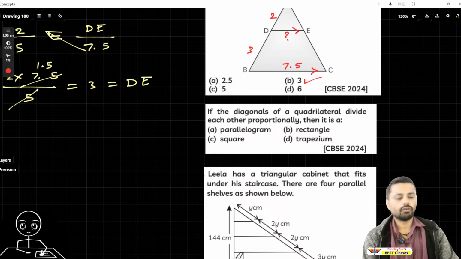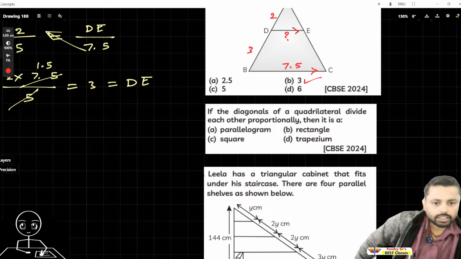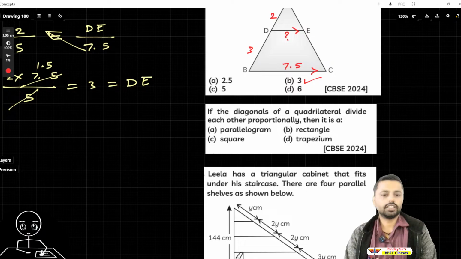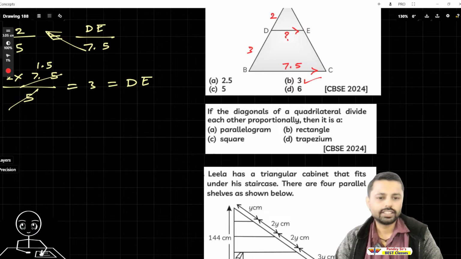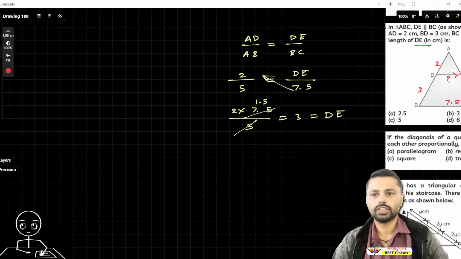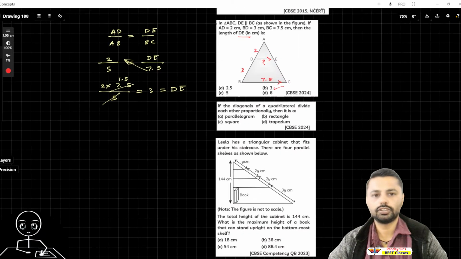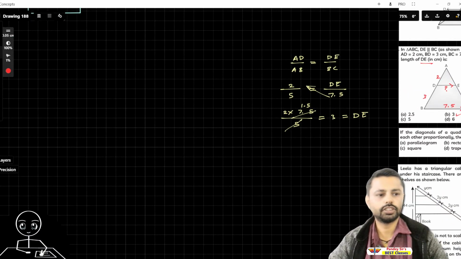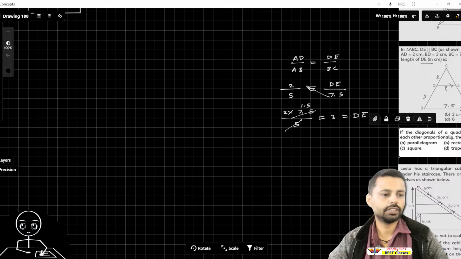If the diagonals of a quadrilateral divide each other proportionally, then it is a parallelogram. Wait, what? I have to make the diagram. Okay, there is some space. Let's use the real estate.